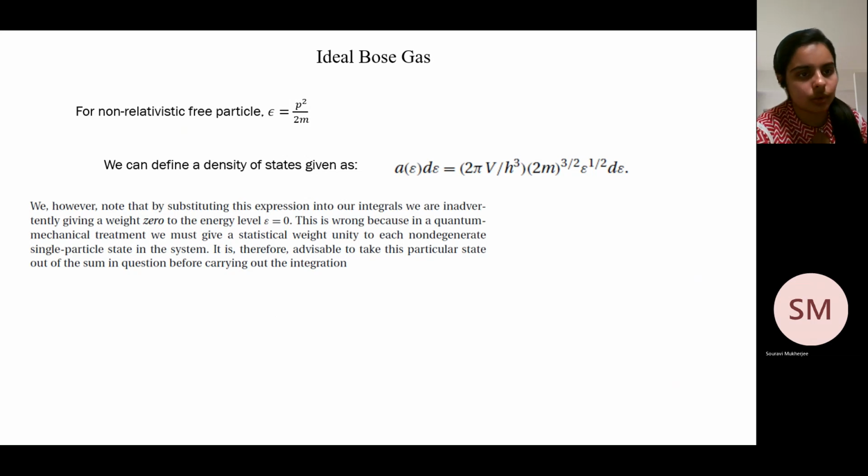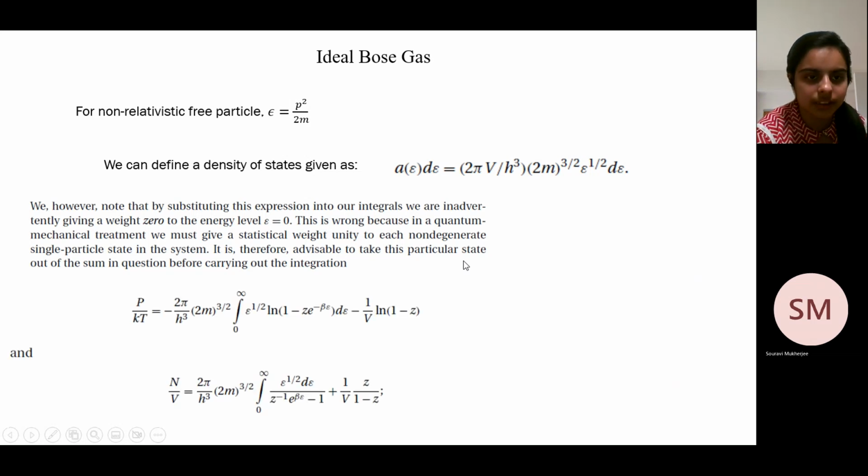But this is wrong, because in quantum mechanical treatment, we must give a statistical weight to each non-degenerate single particle state, because you do have a state with energy zero, but what this is telling you is that there are no particles there. So in a way, this density of states does not take into consideration the number of particles that can be present in the zero state. So when we replace the summation by the integration, we have to take the epsilon equal to zero case explicitly outside.